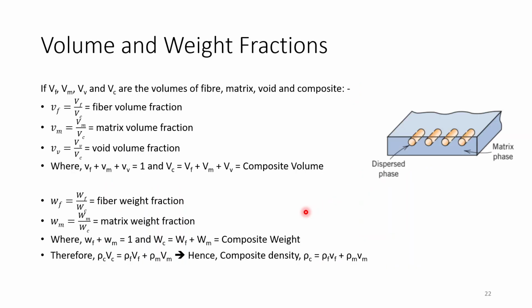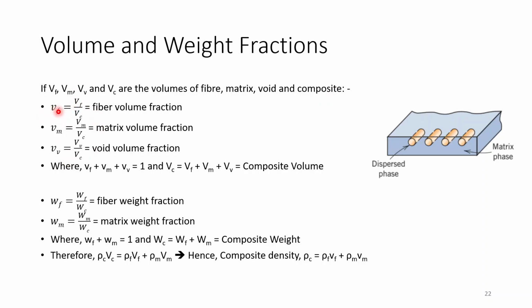Next up you have the volume and weight fractions. So in case of fiber or any dispersoid, some dispersion phase, so here F is for fiber, so it can be any reinforcement. So if VF, this is capital VF, VM, VV and VC are the volumes of fiber, matrix, voids and composite, then these are the various relations. So firstly we define volume fractions.